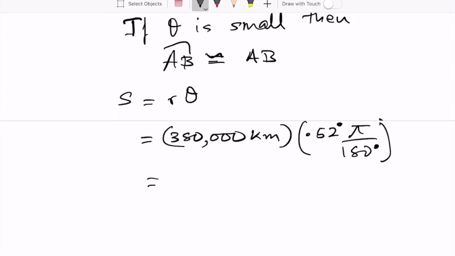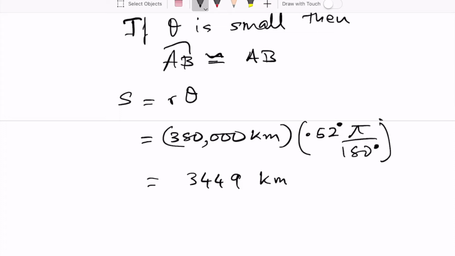okay, I'm just working it out here. So 380,000 times 0.52 times pi over 180, so you get approximately 3,449 kilometers, which is a fairly accurate value for the diameter of the moon, the physical diameter of the moon.